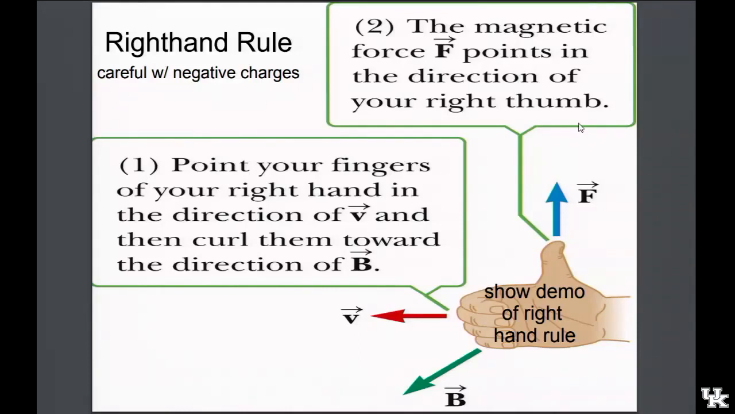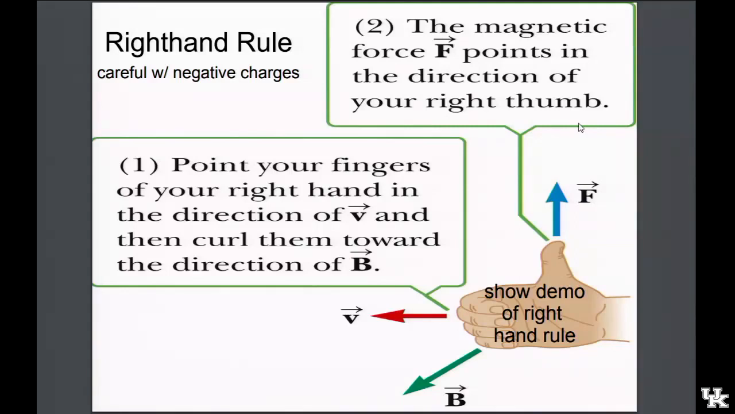And so that's the right-hand rule, and we're going to get some practice in using that. So again, palm of hand in the direction of the velocity. That's the first vector in the field equation on the right-hand side. Curl your fingers in the direction of the magnetic field. That's the second vector in the field equation on the right-hand side. Your thumb naturally points in the direction of the magnetic force. This would be the direction of the magnetic force.